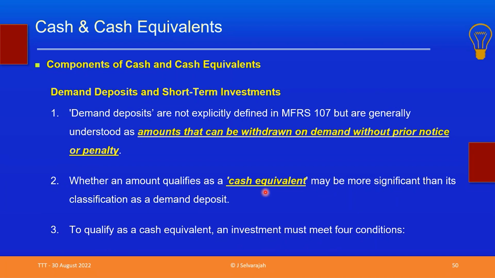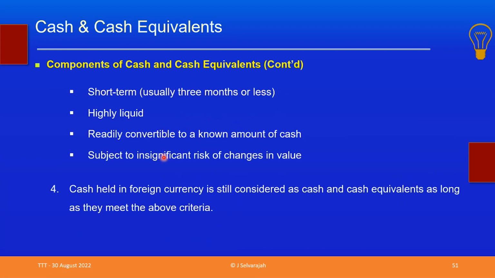So whether an amount qualifies as a cash equivalent may be more significant than its classification as a demand deposit. It's classified as a demand deposit, but is it a cash equivalent or not? To qualify as a cash equivalent, the instrument must meet 4 conditions. Let's understand the 4 conditions. First, it must be short term, 3 months or less. If it's 4 months, it's no longer short term. It must be highly liquid, all cash.